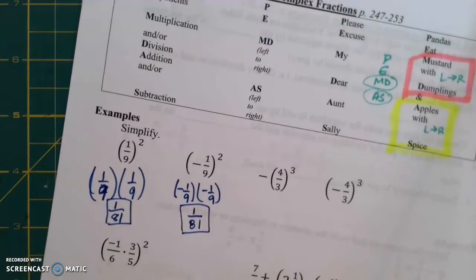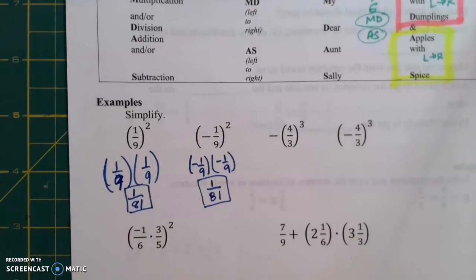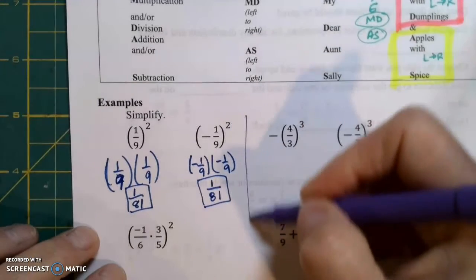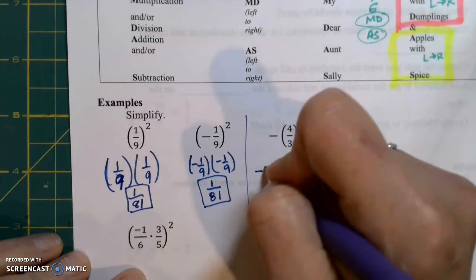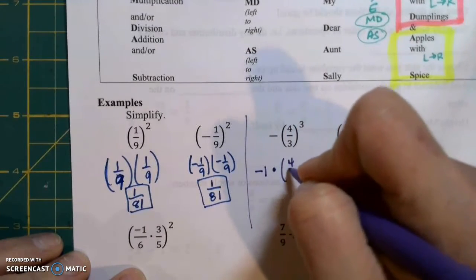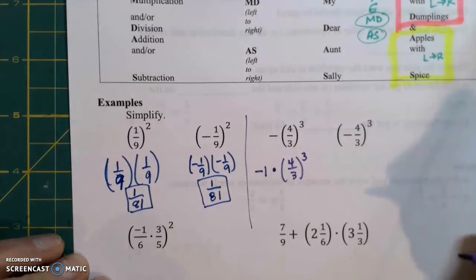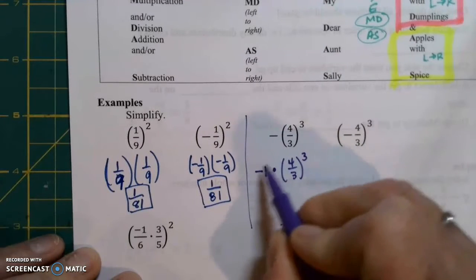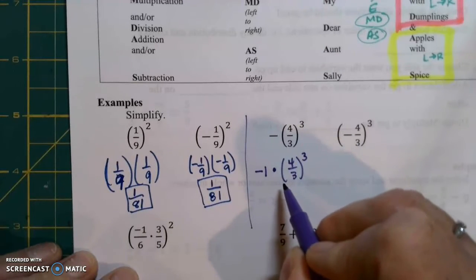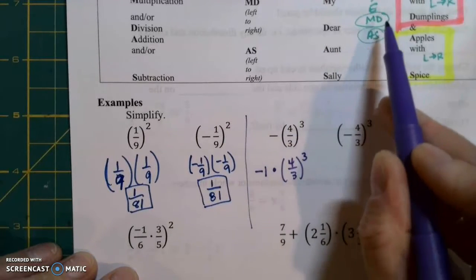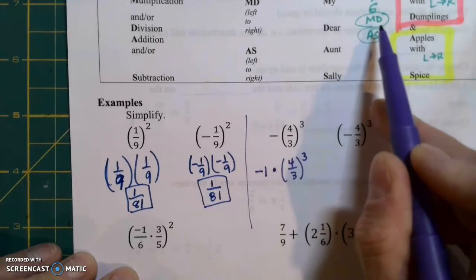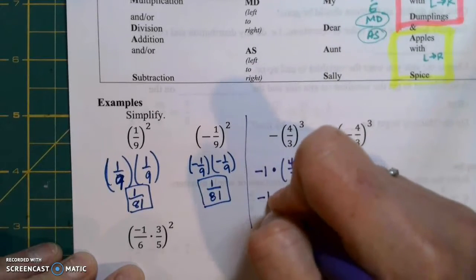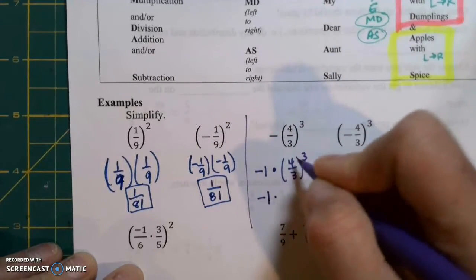Now these next two will be different because it's an odd power. So you have to think about it a little bit differently. So here we're thinking about -1 times 4/3 cubed. And that -1, that's going to be further down in our list, right? It's after exponents. It's with multiplication and division. So we're going to leave that until we have a chance to do this.